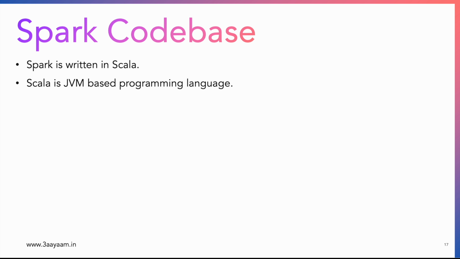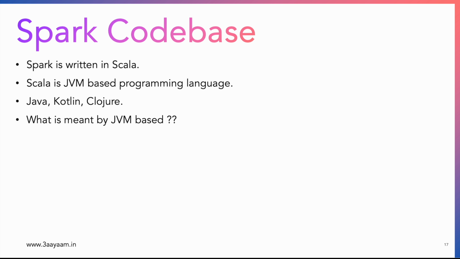So Scala runs on Java virtual machine. There are other JVM based programming languages also like Kotlin, Clojure, Java, etc. If you're not from a programming background, then you might not have come across this terminology called JVM based programming language. So what is meant by JVM based?